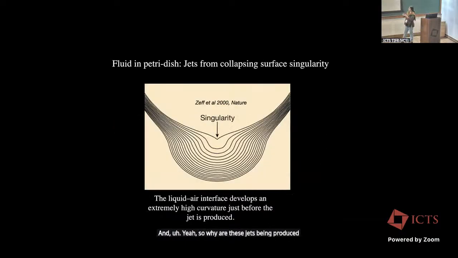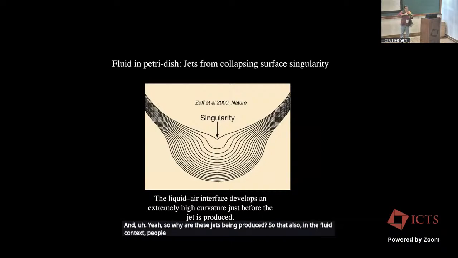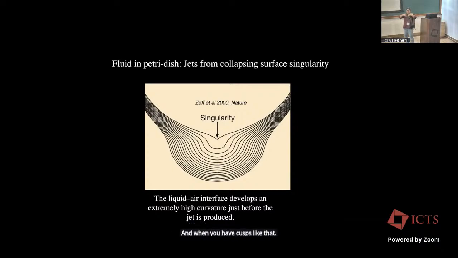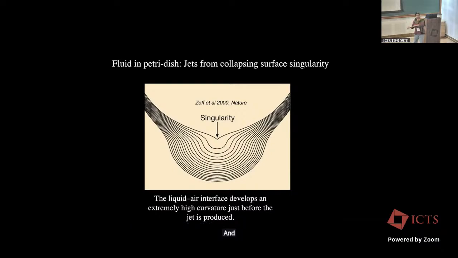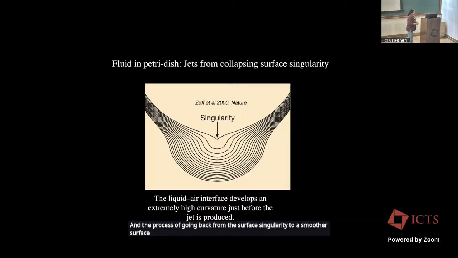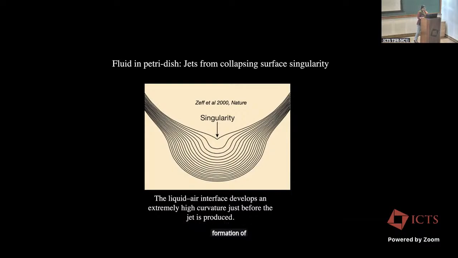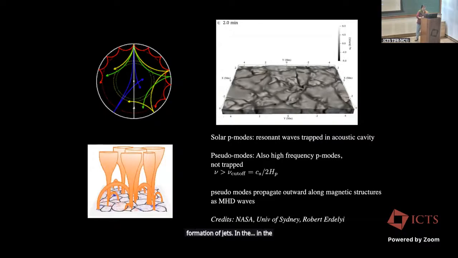In the fluid context, people have studied that the surface is undergoing all these changes, and during that, sometimes the surface will form cusps like this. When you have cusps like that, the surface will not want to have a discontinuity in the slope, and therefore it will want to go back to a smoother slope. The process of going back from the surface singularity to a smoother surface causes the formation of jets in the fluid case. Now, what happens in the sun?